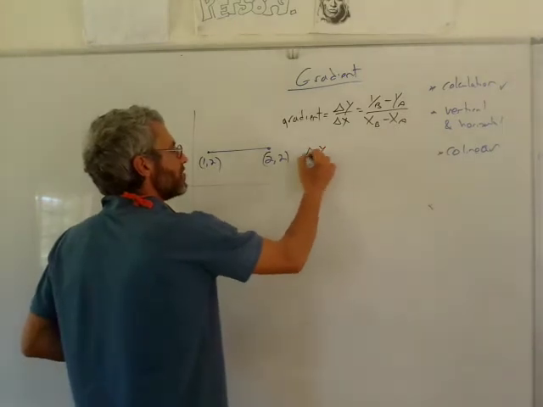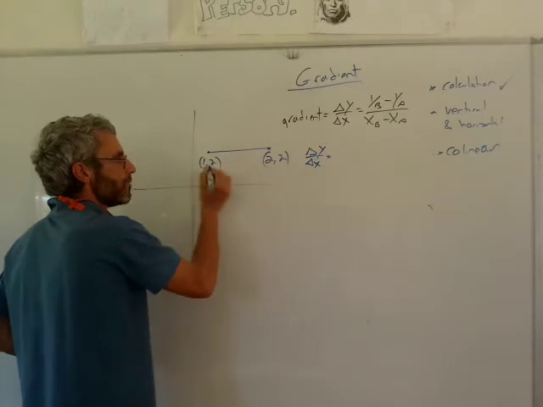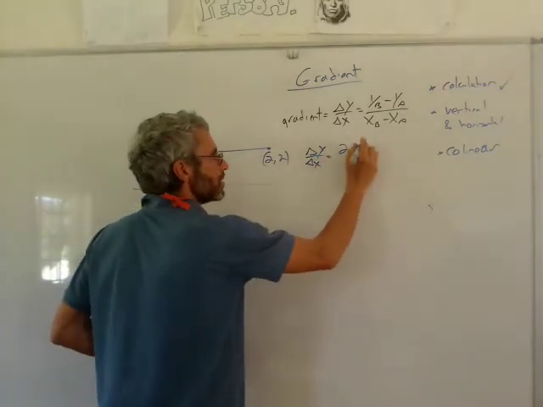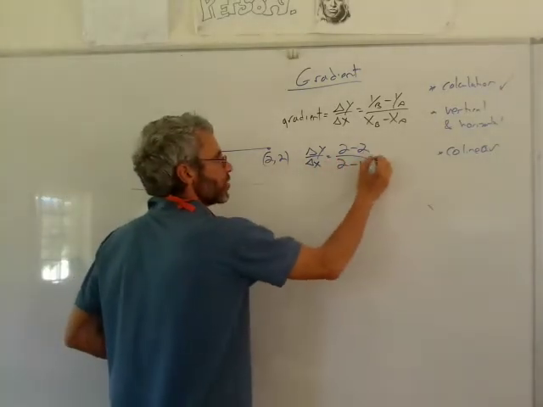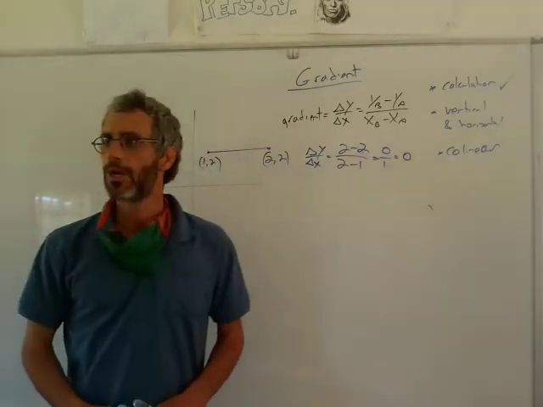So delta y over delta x, okay? The difference in the y's. Remember, we always do the difference in the y's first, so it's 2 minus 2 divided by the difference of the x's, 2 minus 1, we get 0 over 1, we get 0. Just like we expected. Okay?